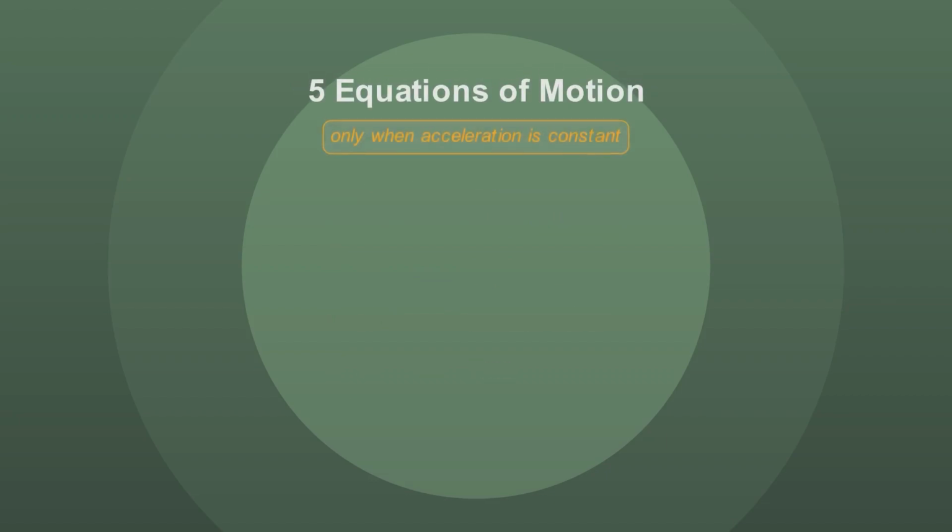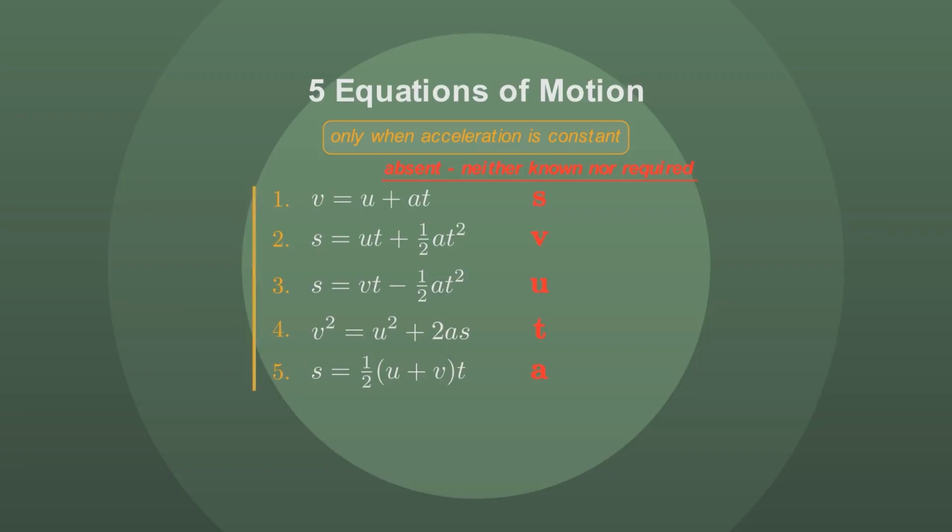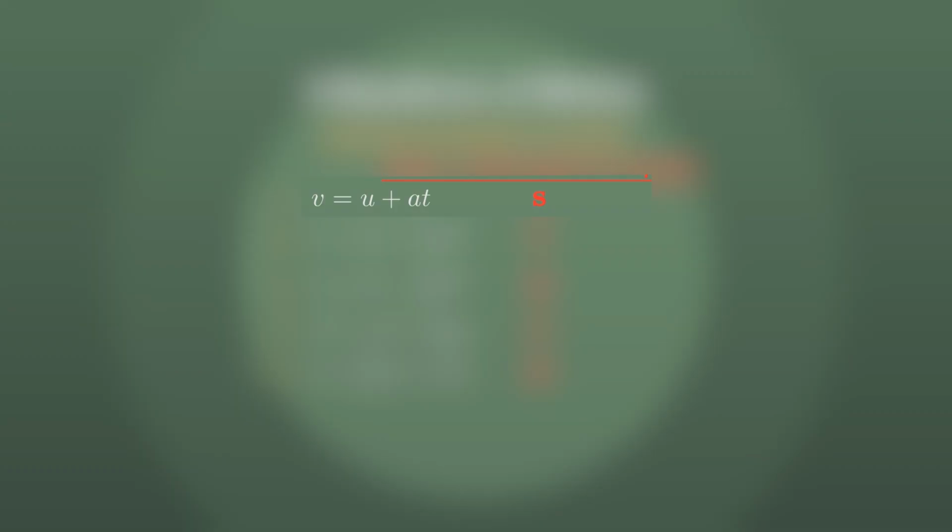Now the 5 SUVAT equations that make use of these variables, and remember we'll derive these in part 2, but for now you just need to know how to use them. The first is V is equal to U plus AT. The second is S is equal to UT plus half AT squared. The third is S is equal to VT minus half AT squared. The fourth is V squared is equal to U squared plus 2AS. And the fifth is S is equal to a half U plus V times T.